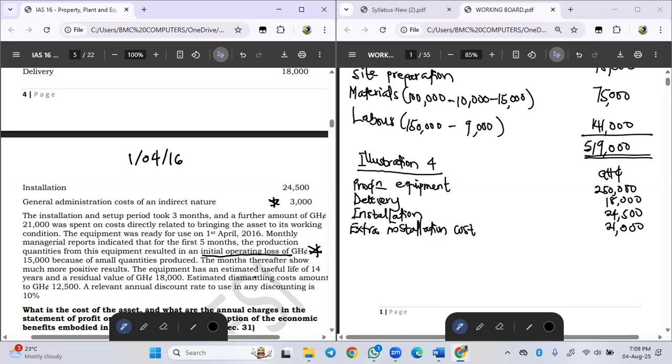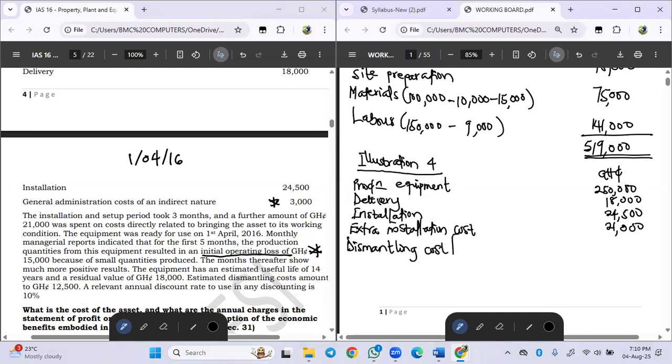The equipment has an estimated useful life of 14 years and a residual value of 18,000. So if you have this, just know that you'll be calculating depreciation. Although you've not started depreciation, you calculate it, as this one is not new to us. Then dismantling costs. Okay, that one is what? 12,500. The rate to use in the discounting is what? 10%. So dismantling costs.